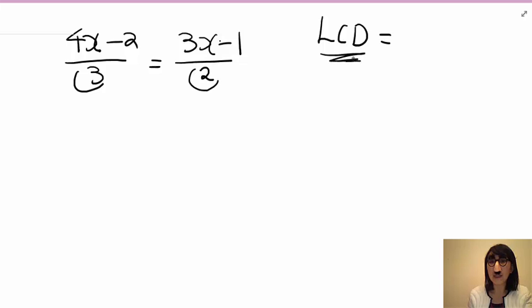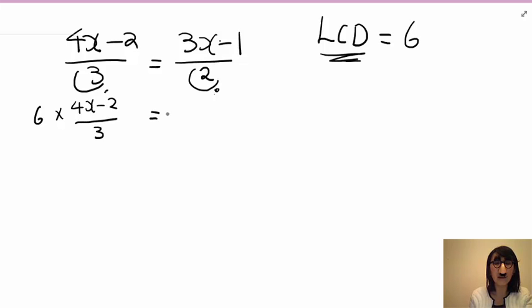Lowest common denominator means the smallest number which can be divided by both 2 and 3 in this case. So 6 would be the lowest common denominator because 6 can be divided by 3 and also by 2 completely without remainder. Now, we multiply 6 on both sides of the equation.